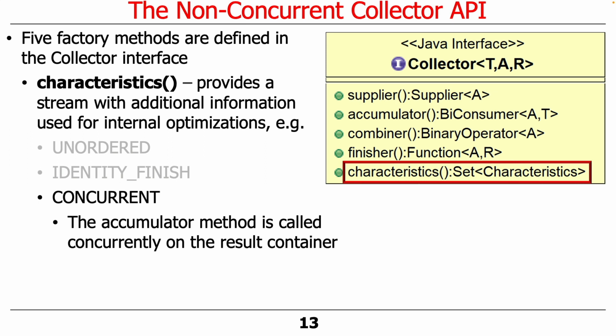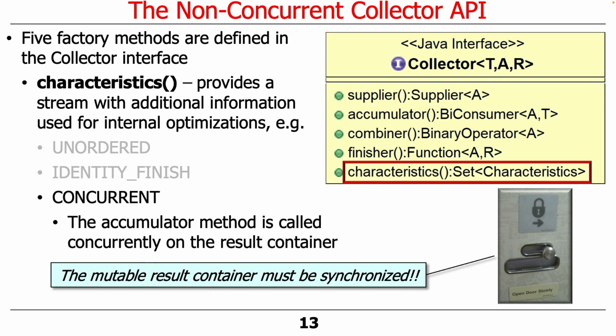And this one's really important. This means that the accumulator method will be called concurrently on the underlying mutable result container. And this you actually have to spend some time thinking about. Now, for a non-concurrent collector, don't set concurrent. But if you do have a concurrent collector, because you're planning to use it in a parallel stream, then that means that the mutable result container must be properly synchronized. You have to have some kind of a synchronized list or synchronized collection. There are various ways to do that, but it has to be synchronized because it'll be called simultaneously or concurrently from multiple threads as the accumulation process is taking place.